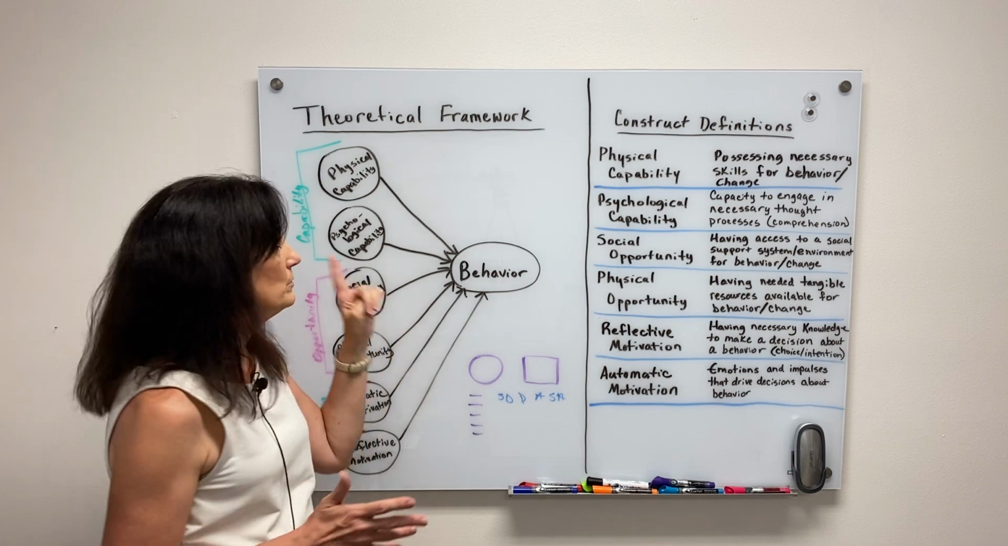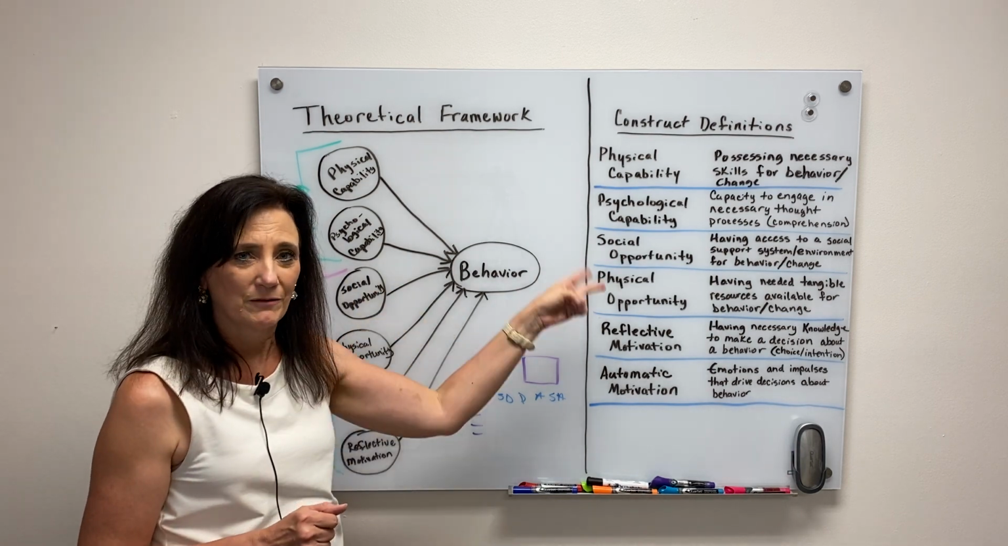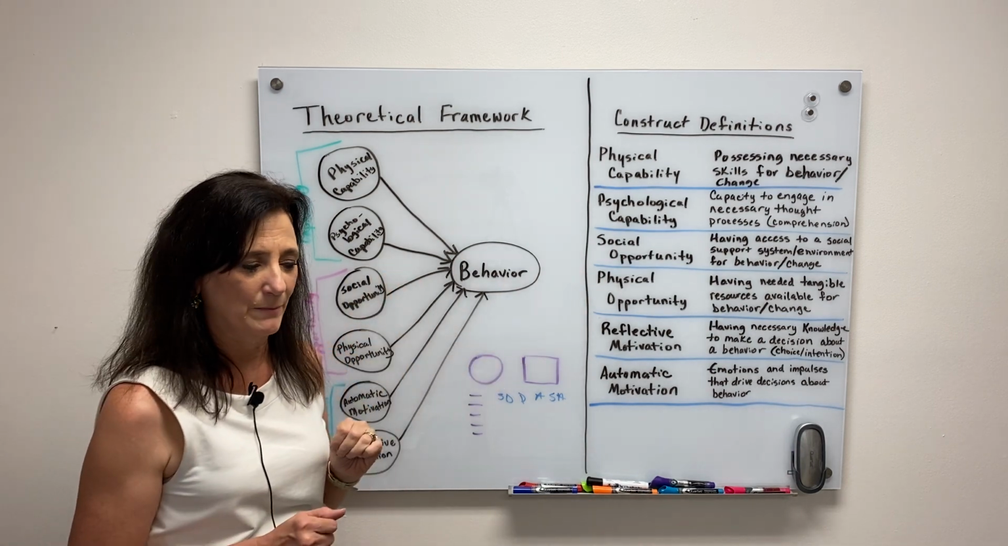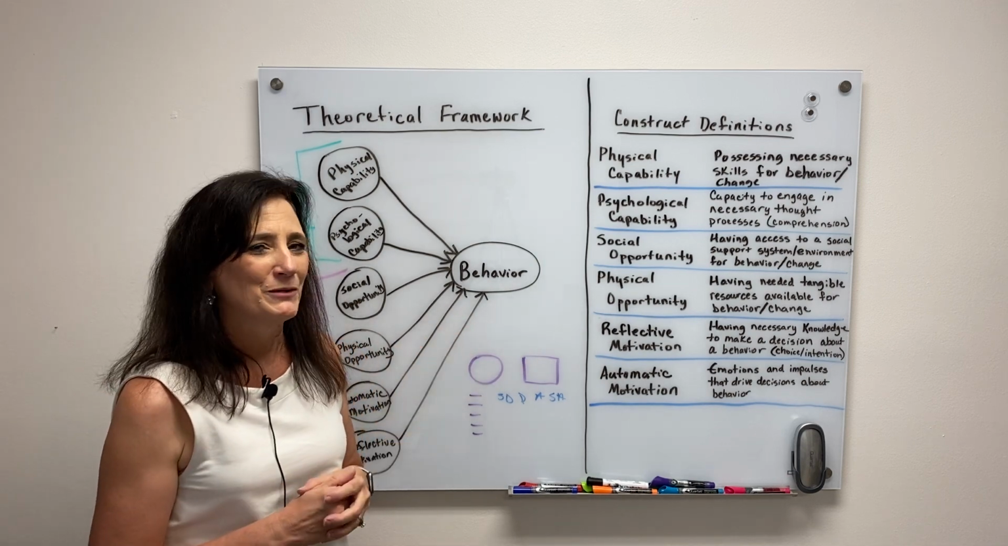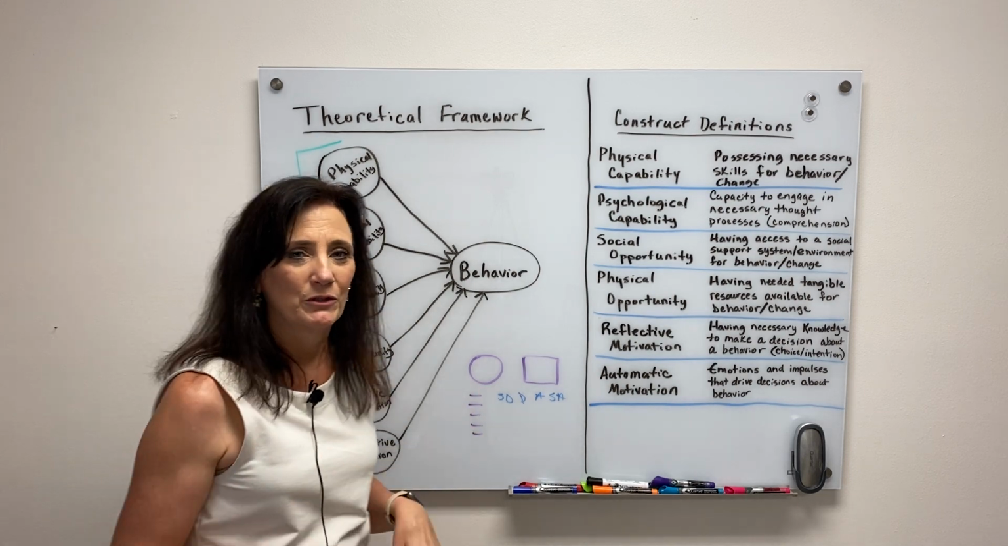So 3 things to do: select a theoretical framework, define your constructs, and give real-world examples. And that will get you through the first maybe 1 or 2 assignments. I can't remember now, but we'll look at that and see.